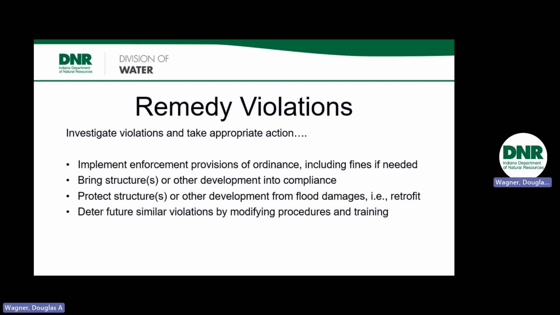You will need to remedy violations by investigating them and taking the appropriate action. Implement the enforcement procedures in your ordinance, including fines when necessary. Bring structures or other development into compliance with your local ordinance. Protect structures and other development from flood damage. When necessary, you can modify your procedures and training to deter future similar violations.